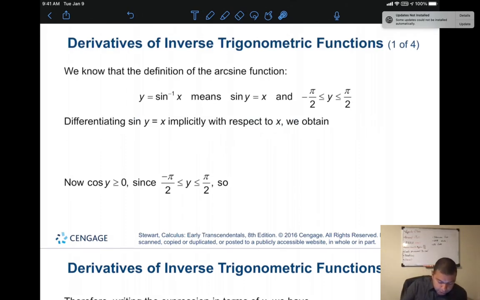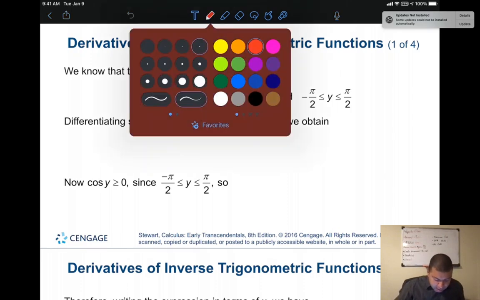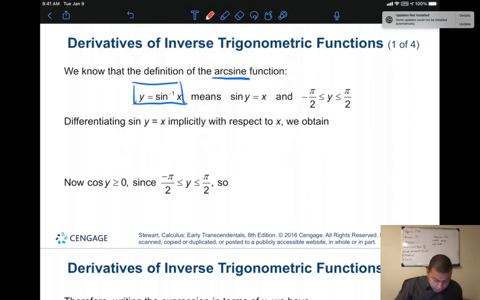Remember that we're dealing with inverse trig functions, so we're dealing with sine inverse of x. Sometimes it's called the arc sine of x. My favorite way to write this, just to avoid confusion with the -1, is to write y equals the arc sine of x. But whenever I write this, remember that I'm saying y equals arc sine of x. y is the angle whose sine equals x. Okay? So x is a value, y is an angle.